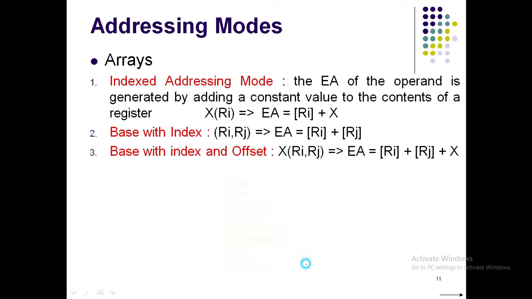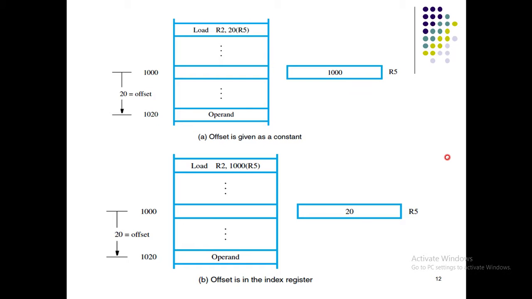This becomes very important, friends, that is we have totally three types in your arrays. One is only index, wherein we have Ri and your constant x. One is base with index, wherein we have both the registers. The next one is index as well as offset, so therefore we have Ri, Rj plus x.